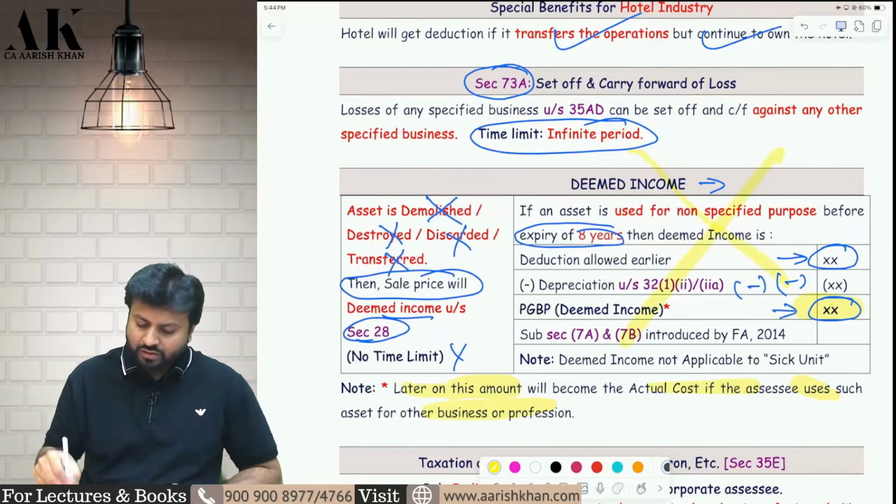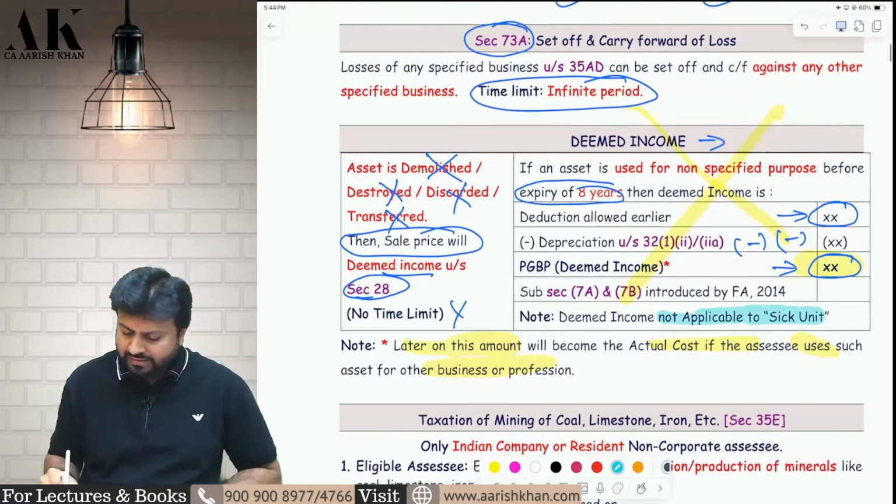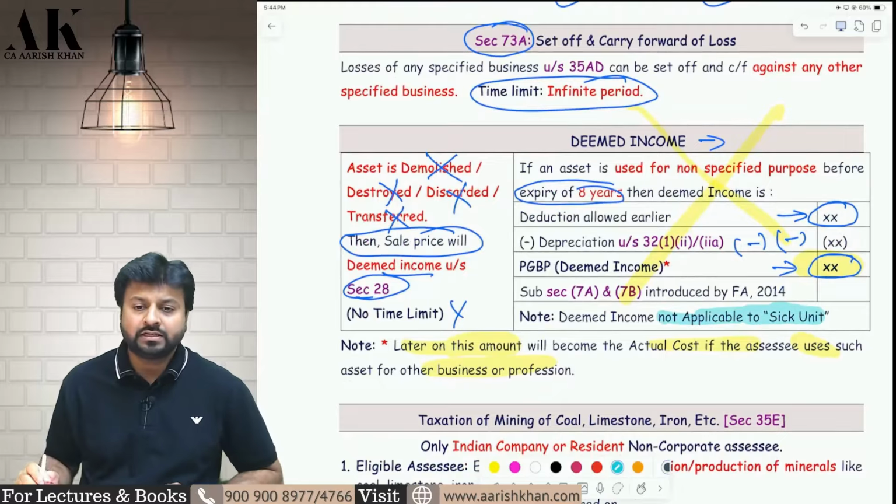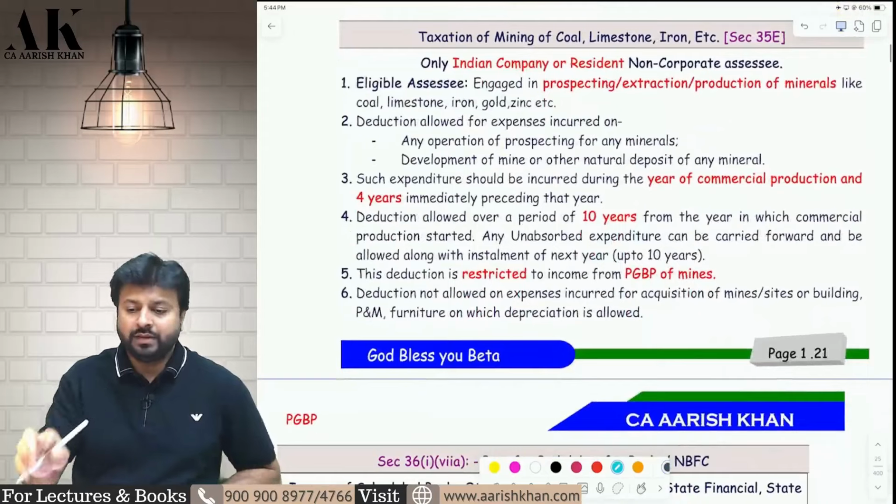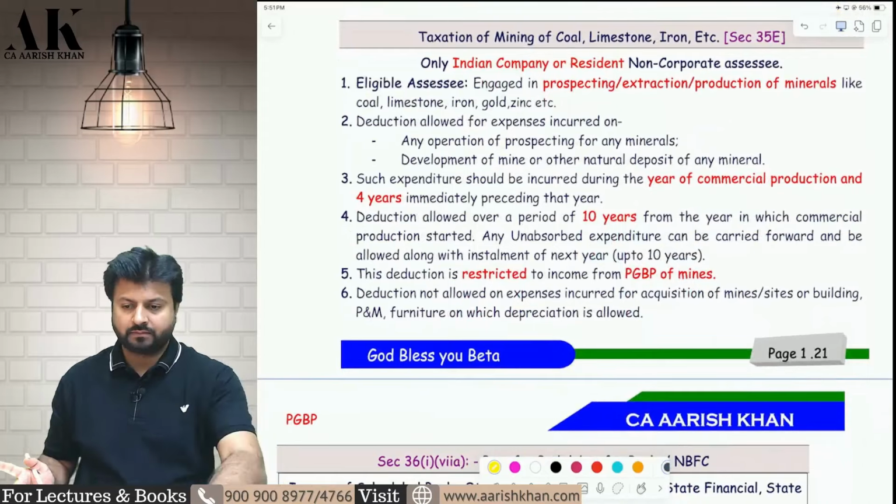But this deemed income is not applicable if an assessee is a sick unit. If you become a sick unit as per the Sick Industrial Companies Act, then this provision is not applicable to you. I hope it is clear to all of you.